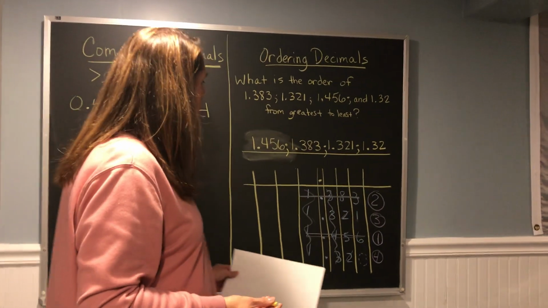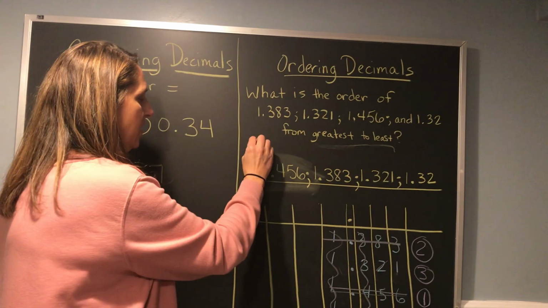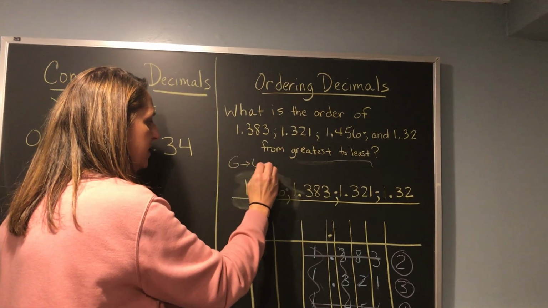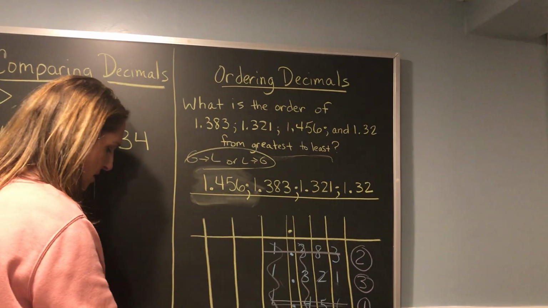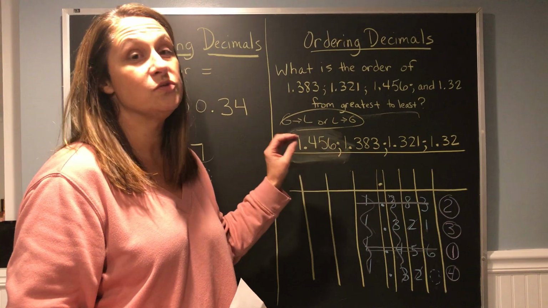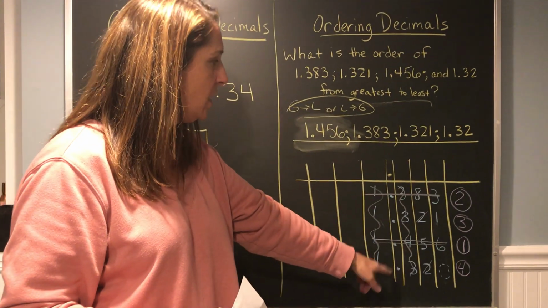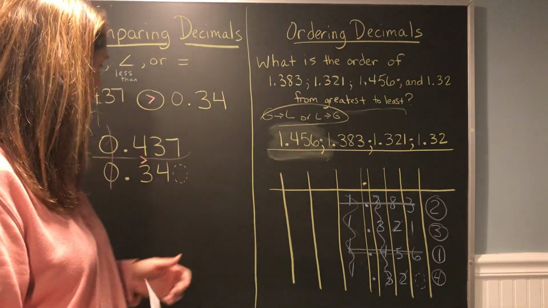So the only thing I want to caution you is to remember to take really good care of writing. Is it going to be greatest to least, or is it least to greatest when they ask you to do it? And double check and make sure that you answered it in the right order, because it's really easy to do all of this work and then to write it backwards. So be careful and check your work on that. All right.